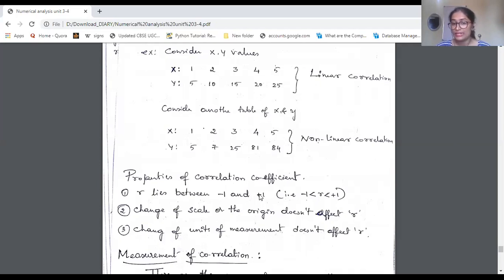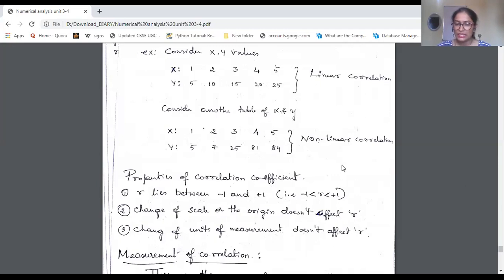If it is greater than 0 but not exactly 1, then that's a positive correlation, not perfectly positive but positive. If it is lesser than 0 but greater than -1, that means it's a negative correlation. And the change of scale or the origin does not affect R.